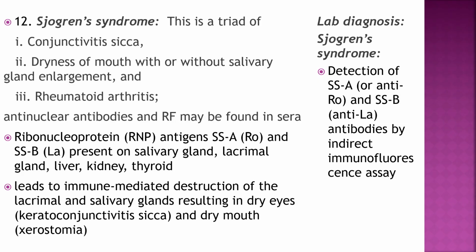Sjogren's syndrome is a triad of conjunctivitis sicca, dryness of mouth with or without salivary gland enlargement, and rheumatoid arthritis. Antinuclear antibodies and RF may be found in sera. Ribonucleoprotein, RNP antigens, SSA (Ro) and SSB (La), present on salivary gland, lacrimal gland, liver, kidney, and thyroid, lead to immune-mediated destruction of lacrimal and salivary glands, resulting in dryness of eyes, keratoconjunctivitis sicca, and dryness of mouth, that is xerostomia. Lab diagnosis: detection of SSA (anti-Ro) and SSB (anti-La) antibodies by indirect immunofluorescence assay.